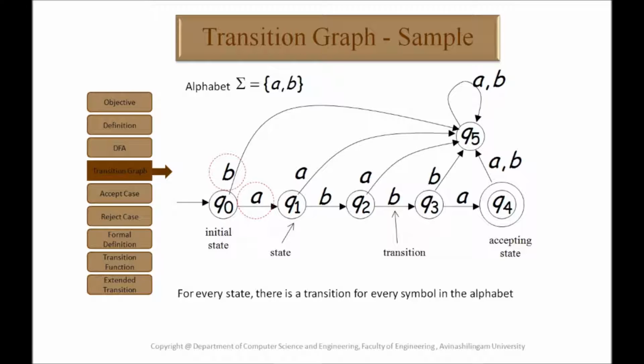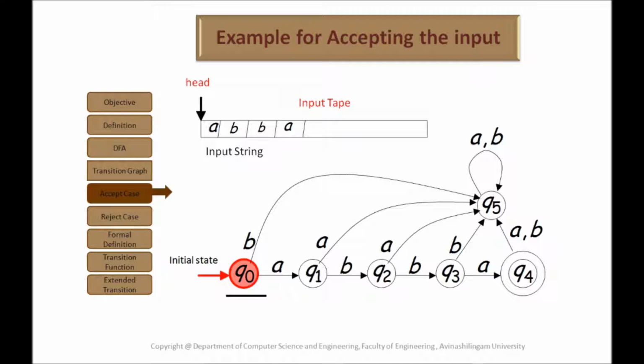Next, we will see the example for accepting the given string. The string has to be represented in the input tape. The alphabet of the string has to be processed one by one. Using the transition graph mentioned before, we have to process the string. First, we have to start from the Q0 state. That is the initial state. From Q0, we process the first input alphabet, that is A. From Q0, using A, it goes to Q1.